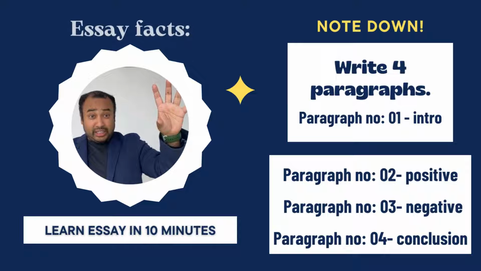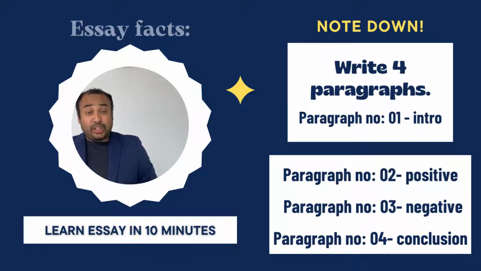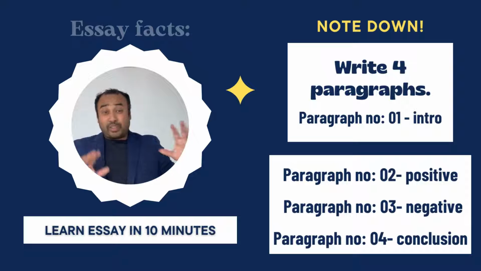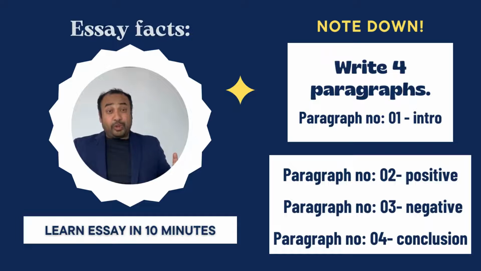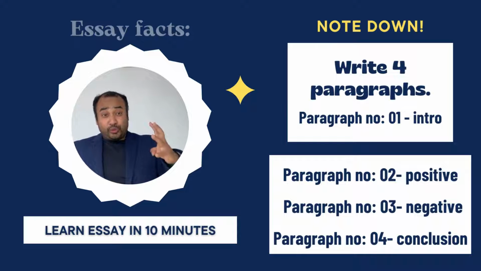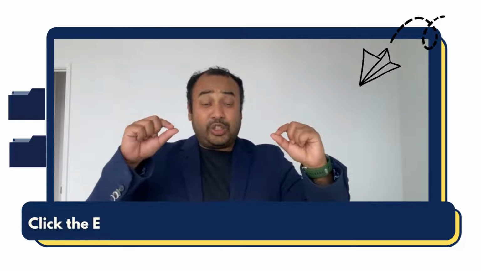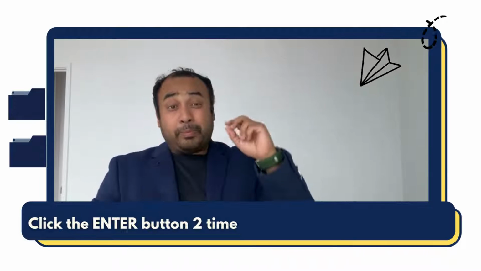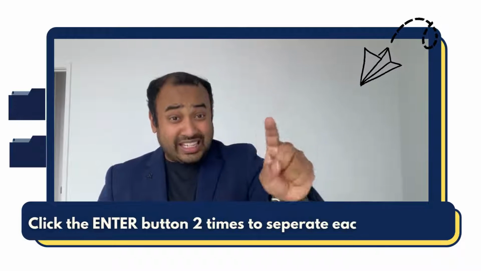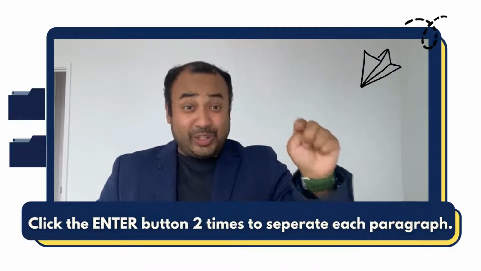Introduction, then body 1, that's your positive paragraph, or we say one argument paragraph. Your third paragraph, we call it the negative paragraph or the opposite paragraph, and then your conclusion. All right, so you need to write 4 paragraphs, and I would like you to separate each paragraph by pressing enter on your keyboard.